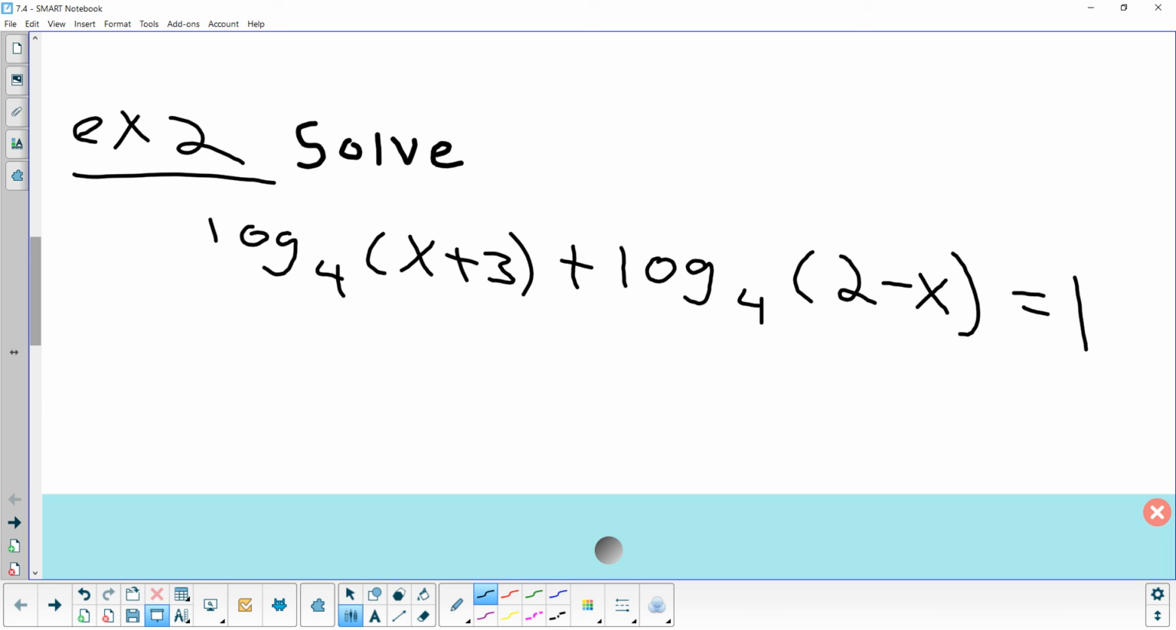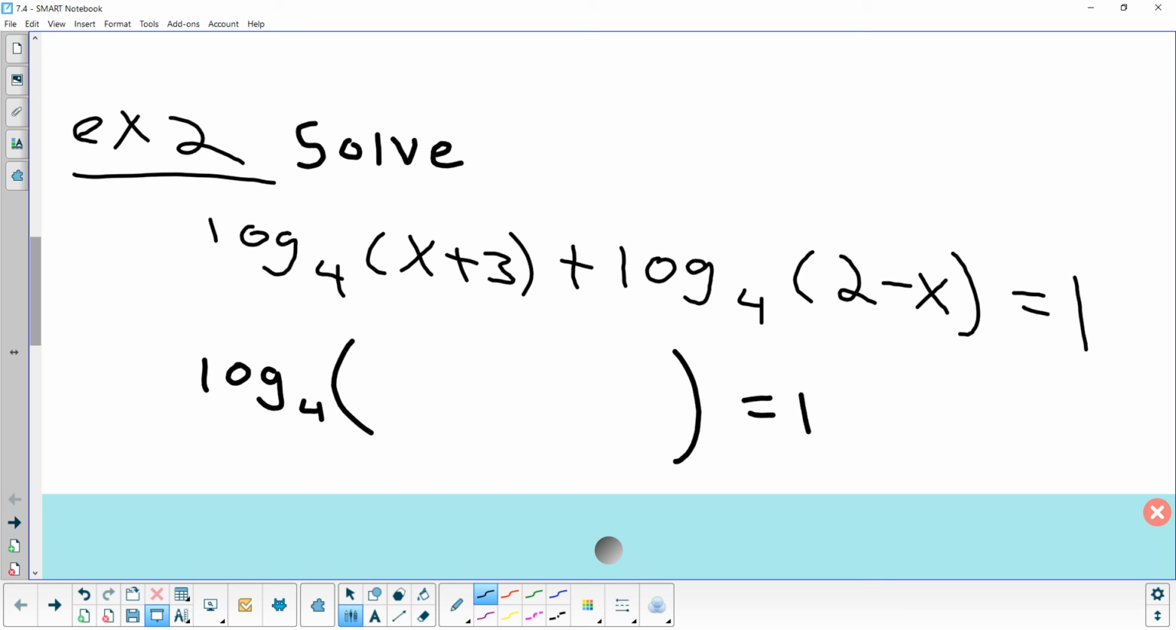How about Lacey, when I combine them, what's going to be the base? Would it be 8, or would it stay 4? Yeah, it's going to stay 4. Okay, when you combine or separate logs, the base never changes. All right. And inside here, I need to put my argument to the log function.